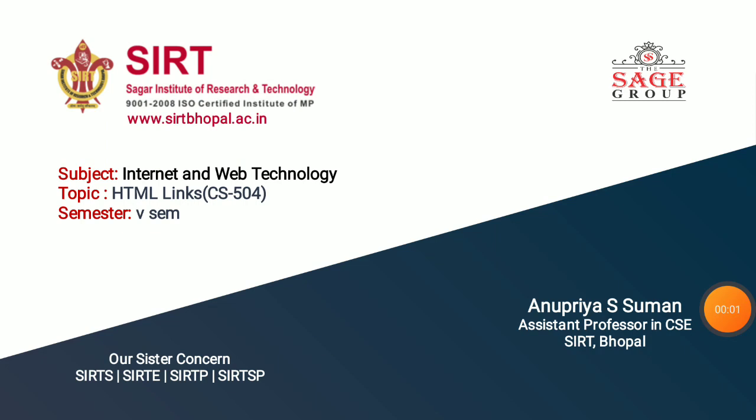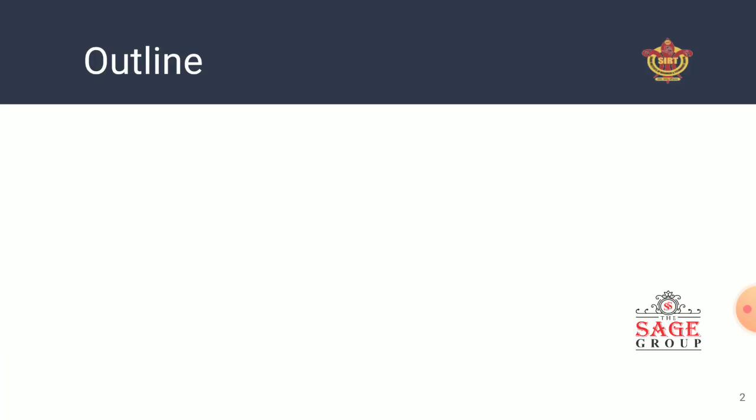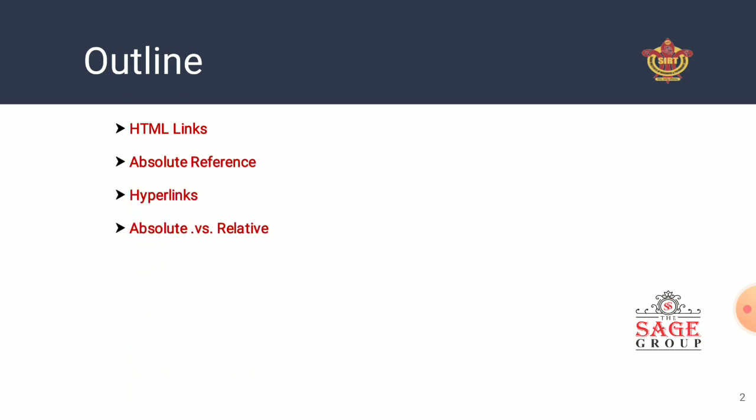In this lecture, we are going to discuss HTML links, also known as hyperlinks in HTML. The outline is: HTML links, absolute reference, hyperlinks, absolute and relative, using an image as a link, and a button as a link.